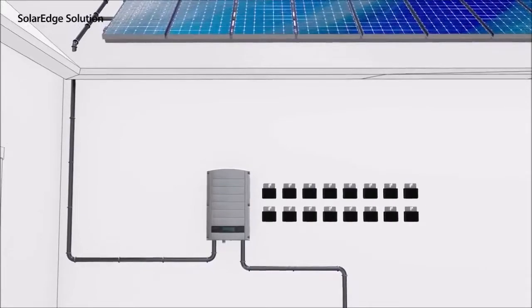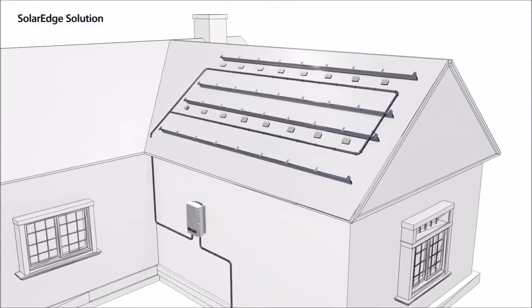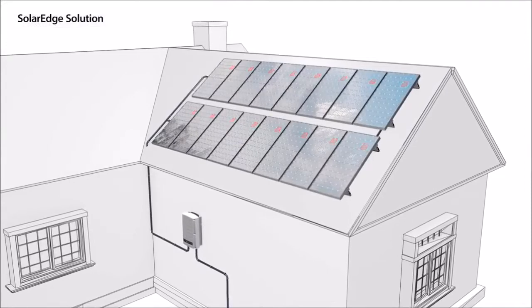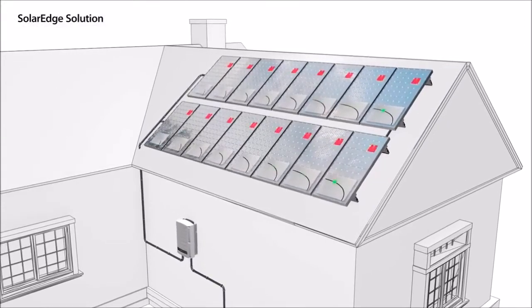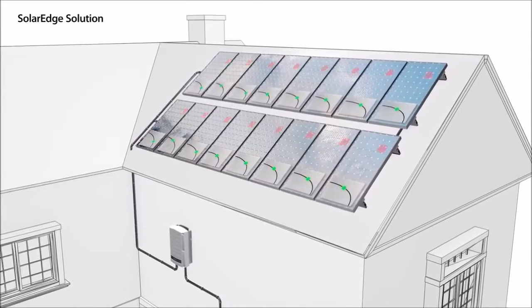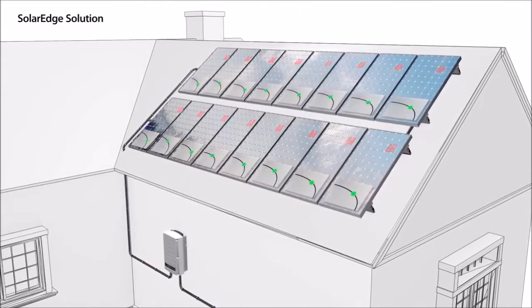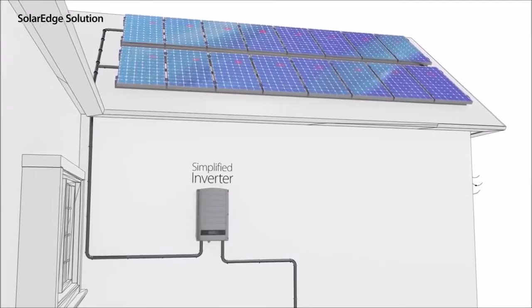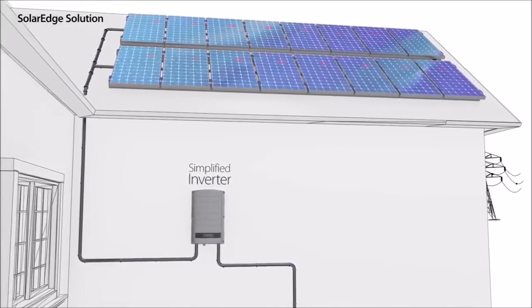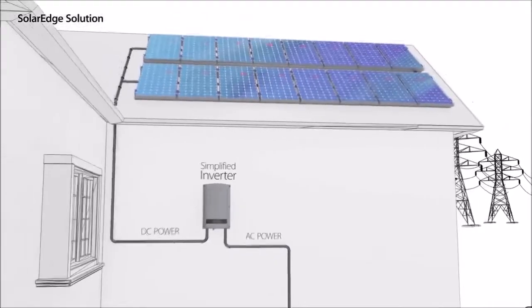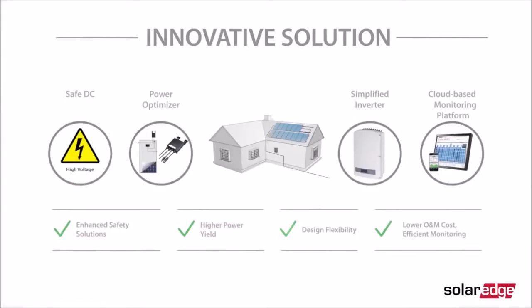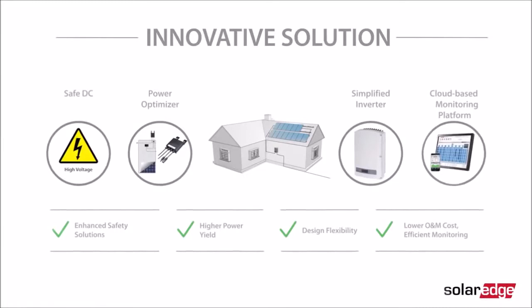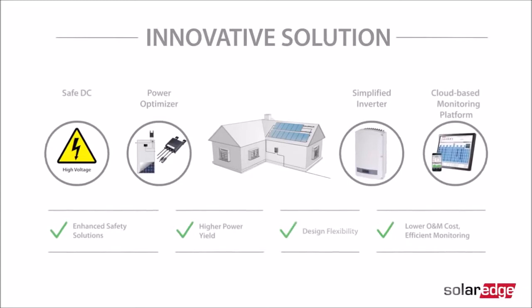The Power Optimizers are located on each panel, turning the panels into intelligent panels. These power optimizers provide panel-level tracking and real-time adjustments of current and voltage to the optimal working point of each individual panel. The simplified inverter is installed similarly to a traditional inverter, but it is only responsible for DC-AC inversion and grid connection. Our solution includes two additional features: a panel-level cloud-based monitoring platform, which is accessible from any computer or handheld device, and an enhanced safety mechanism.